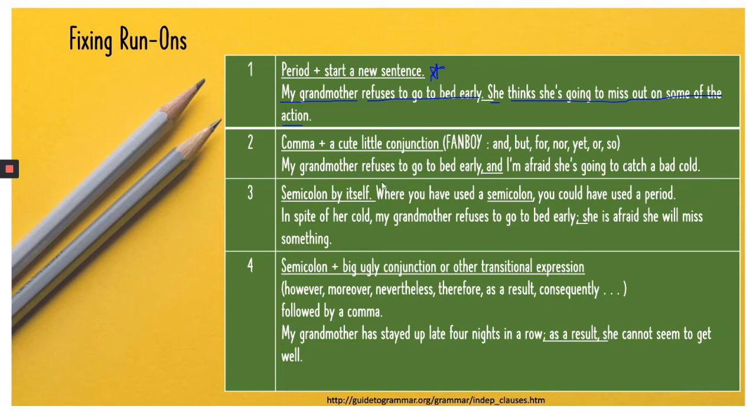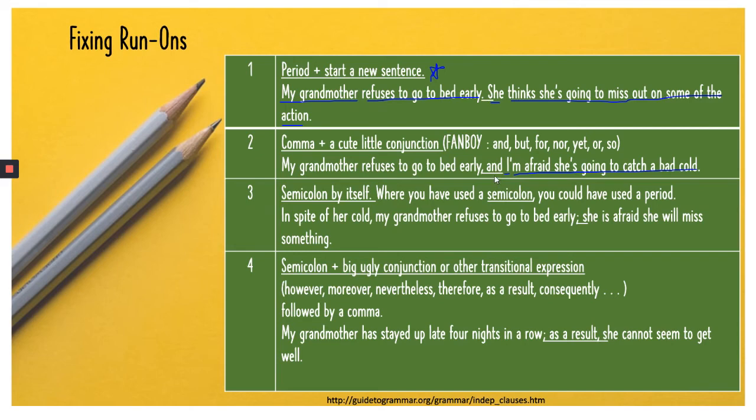We have two sentences. My grandmother refuses to go to bed early. As we said just a few minutes ago, that was a complete sentence. In our second half, "I" is our subject. "Am afraid she's going to catch a cold" is our predicate. So we've got a subject and predicate on both sides. So what we did is we used the comma and FANBOY to join those sentences together.